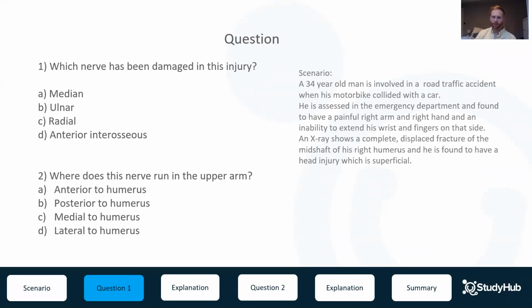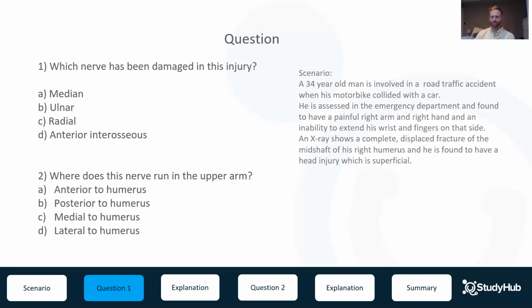Okay, so here are the questions. Which nerve's been damaged? And where does this nerve run in the upper arm? I'll give you a couple moments to think about that. The scenario is on the right. If you want to post in the chat function your answers, or you want to stick up your hand and give an answer, then please do. Start posting once you're ready. I'm also happy to run a poll if you'd like.